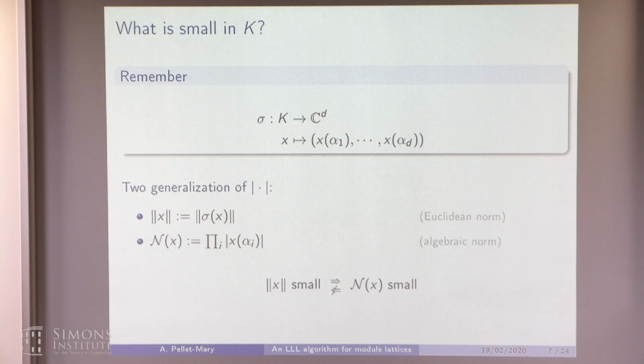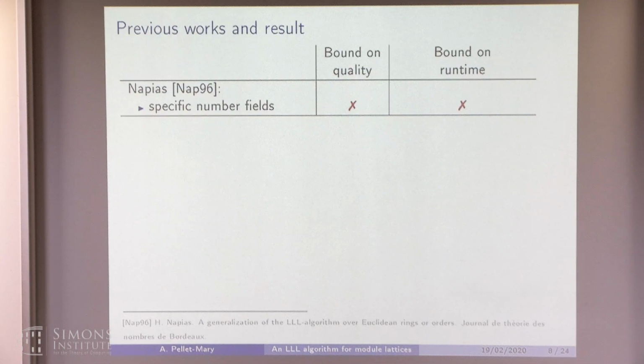Okay, so we have a notion of small in K. So we can imagine what LLL is now over a number field. Let me tell you a few words about what is known about generalizing the LLL algorithm to number fields and rings of integers. Basically, what we want from an LLL algorithm is that it outputs short vectors and that it runs in polynomial time. So here I've put two columns, quality and runtime.